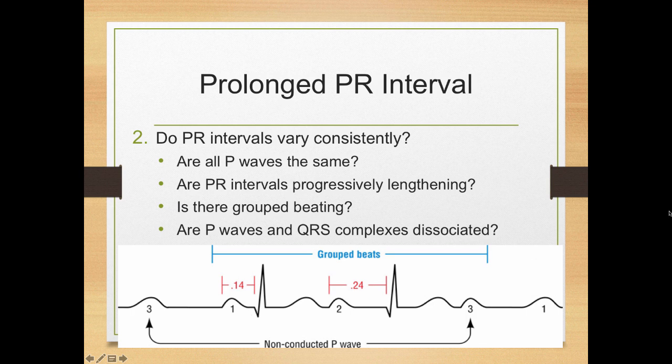So think about that. What rhythm do we have? We definitely have an AV block. Well, which one is it? Which AV block has PR intervals that progressively lengthen, and then drop, and then start all over again?